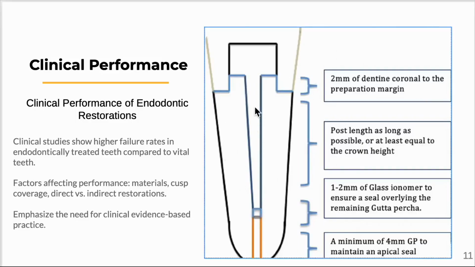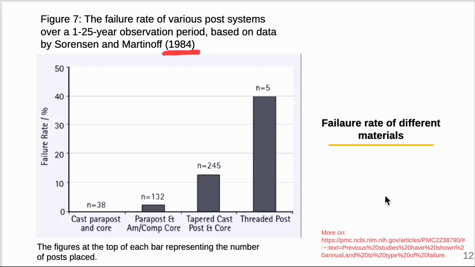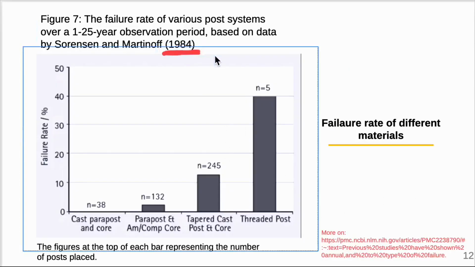And you should also think about the diameter of the post. It must be 1/3 of the diameter of the tooth, and so on. 4 mm shortened apically, and ferrule must be around 2 mm. The post length must be at least equal to the crown or a bit longer, and so on.